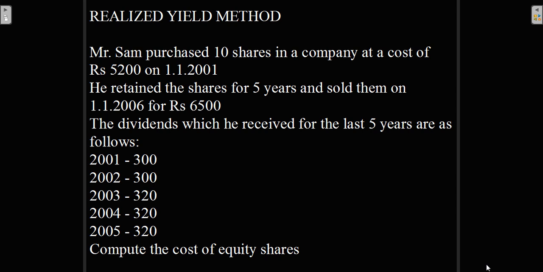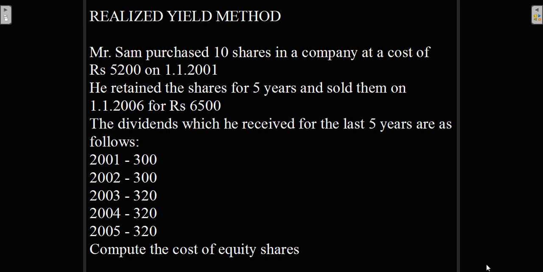So this method will be useful under three conditions. Number one, the shareholders expect the realized yield of the past in future as well. Number two, the firm remains in the same risk class. And number three, the market price of the shares does not change significantly. If it falls under these conditions, then we will use the realized yield method. Let's see a sample sum.